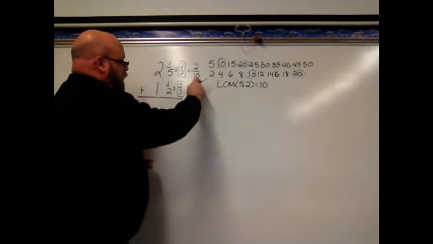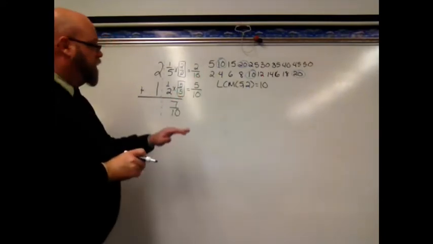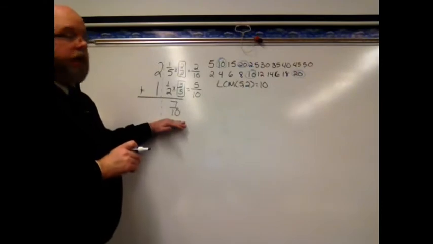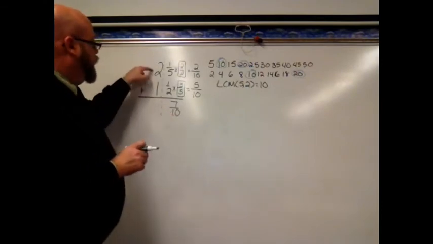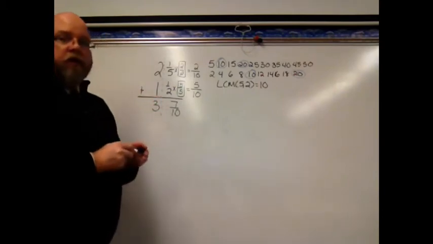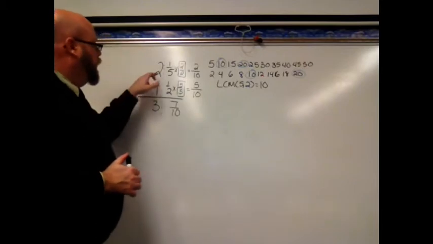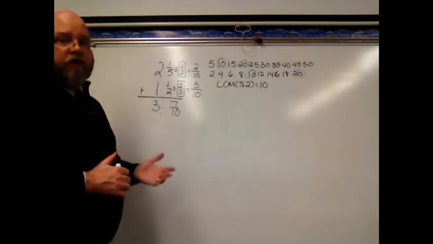2/10 plus 5/10 would be 7/10. So I'm going to write 7/10 here in my fraction column. Then I just add my whole numbers like I always would. 2 plus 1 is 3. So my final answer for 2 1/5 plus 1 1/2 is 3 7/10.